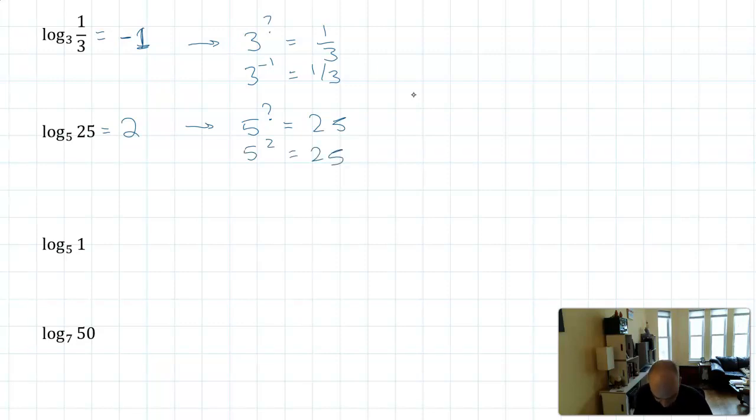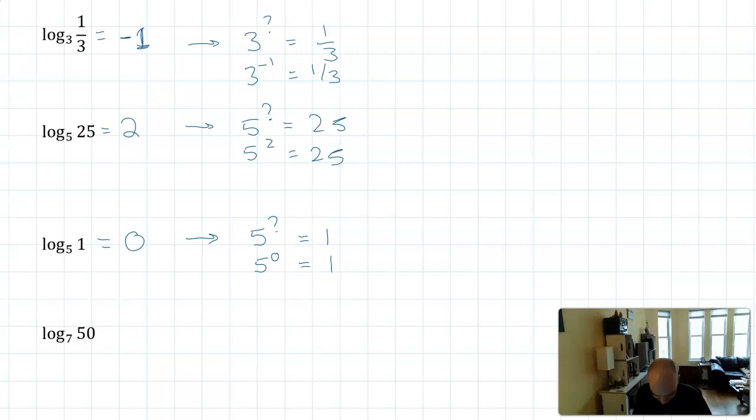Log base 5 of 1. This is asking you, 5 to what power equals 1? There's only one power that this can be. 5 to the 0 is equal to 1. So we say log base 5 of 1 is equal to 0.